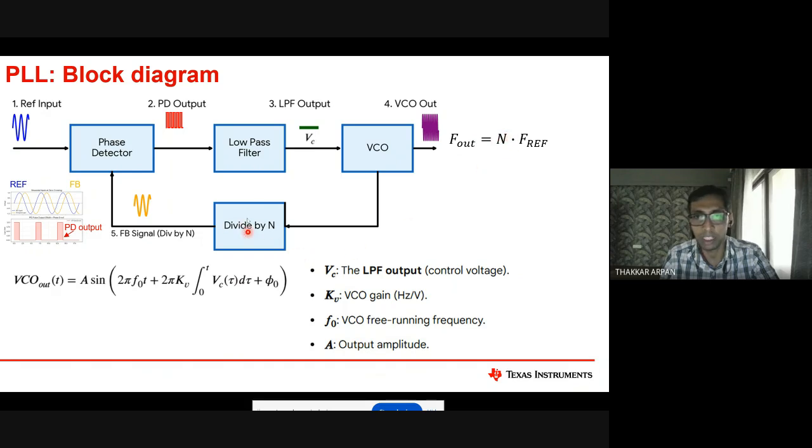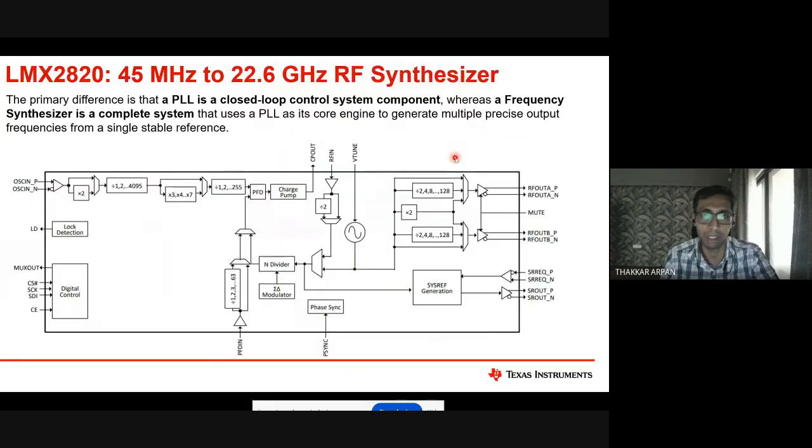If you put an integer divider here, it will be an integer times the reference. If you put a fractional divider here, you get a fractional number times fref, the input frequency. So you can put a fractional-N divider here, and then you can generate any frequency.